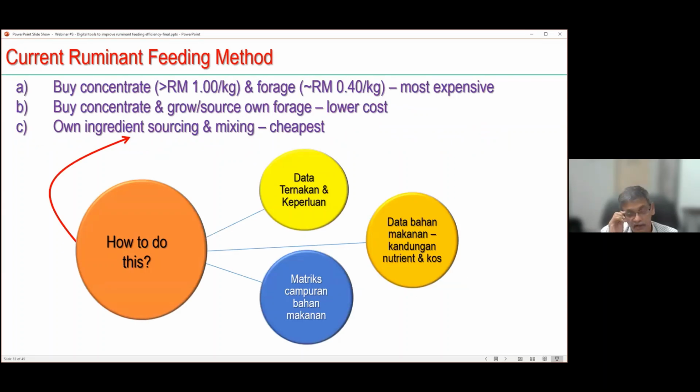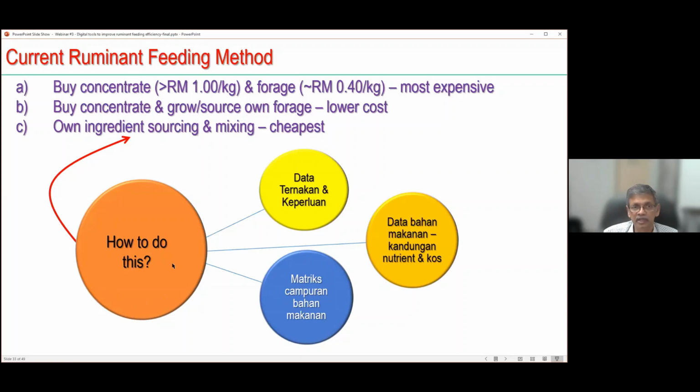So kalau kita lihat di Malaysia, how they feed ruminant, dia tiga method lah, tiga common method. Dia beli concentrate, usually more than RM1 per kilo, dan dia juga beli forage. This is the most expensive option. Jadi cost dia akan meningkat. Satu lagi is dia buy the concentrate and dia source sendiri atau dia grow the own forage. Ini lower cost lah. Tapi the lowest is kalau kita source sendiri, kita mix sendiri, and kita feed sendiri.